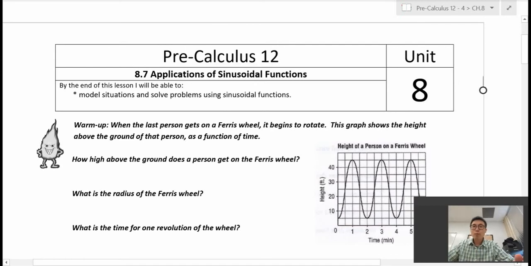All right, welcome back to 8.7. We are looking at word problems of sinusoidal functions today.